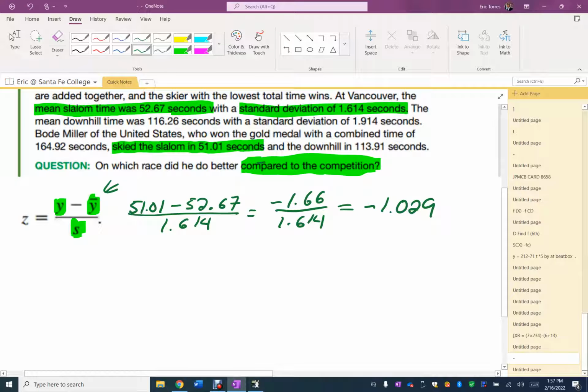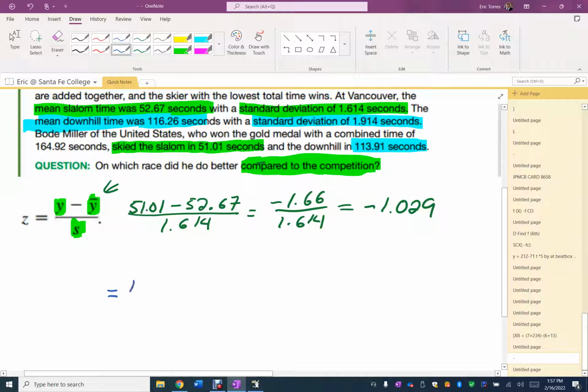Okay, now we're going to look at the second race. Let's do that in blue. That has a mean time of 116.26 seconds with a standard deviation of 1.914. And how did he personally do in that? Bode Miller did that himself in 113.91 seconds. So again, we're going to calculate the second z-score the same way.